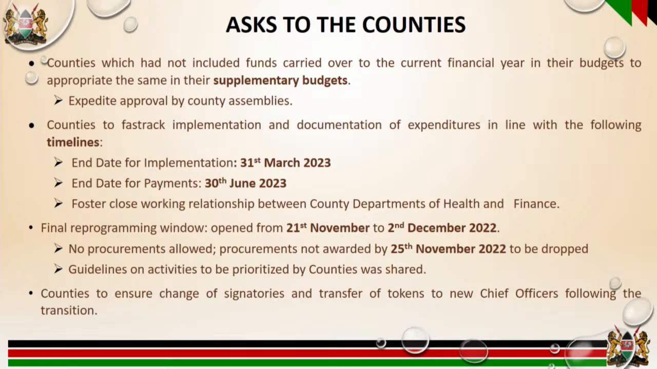So we had a final reprogramming window that we opened till early December. We've been able to extend a bit because of a lot of competing activities under the project. However, for this final reprogramming, we called upon counties not to include any procurement activities, because from experience, procurement activities have really caused great delays at the county level in terms of having activities completed and things documented in good time. So we were able to share a guideline on this. I think you received it officially through the COG communication channel.